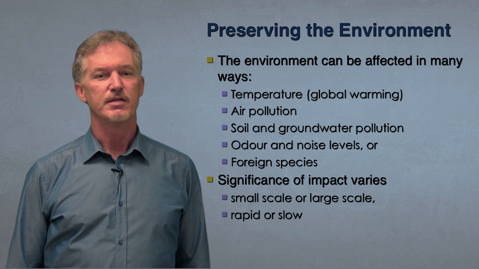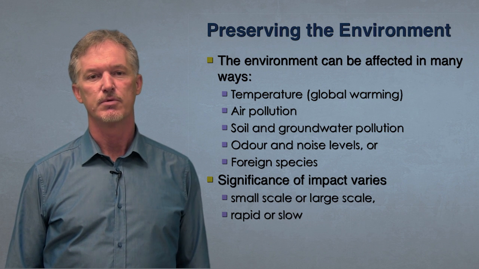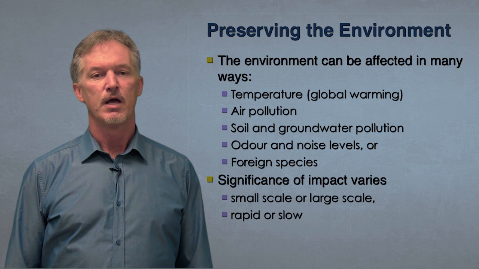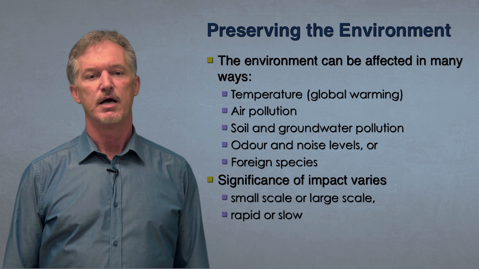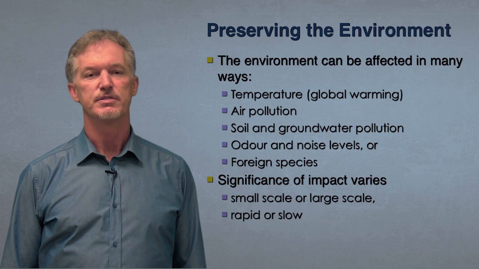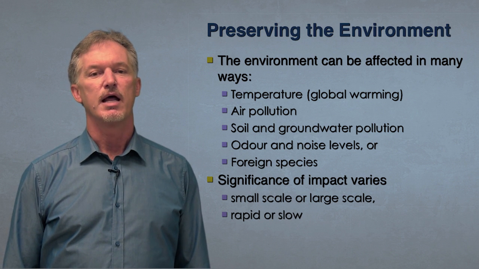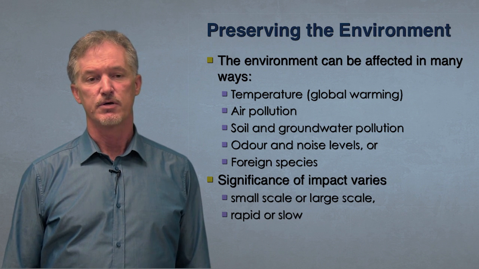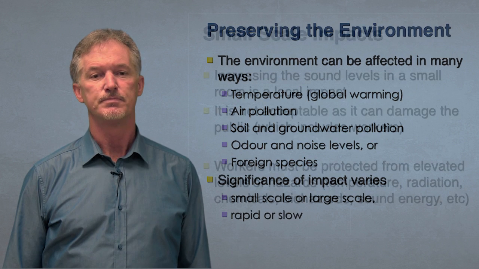The environment can be affected in a number of different ways. Temperature, for example, global warming, air pollution, soil and groundwater pollution. But there are other aspects like odor, noise, foreign species that can have an adverse effect as well. And that can be at either a small or a large scale. It could be rapid or slow.